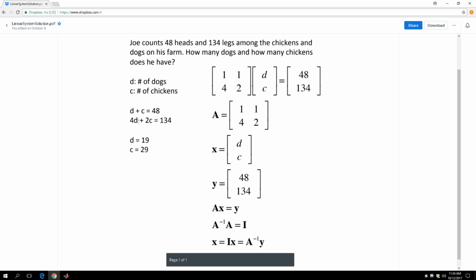If we just solve this by hand, it's not too hard. You just divide both sides of the second equation by 2, so it's 2d plus c equals 67. Then you can subtract these two equations. c and c cancel out. 2d minus d is d, and 67 minus 48 is 19. So d equals 19. Then you can bring d back into the equation and solve for c. c equals 29. So for this very simple algebra problem, the solution is relatively straightforward. You can just solve it by hand.